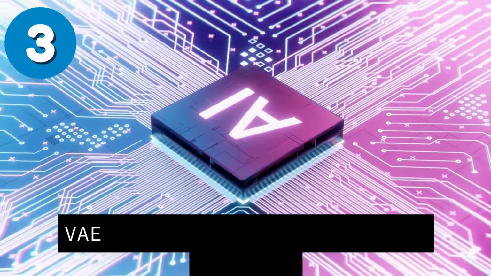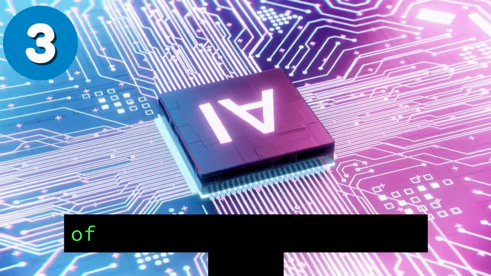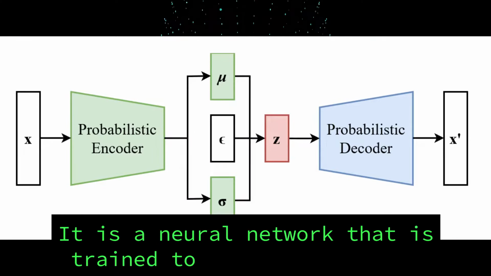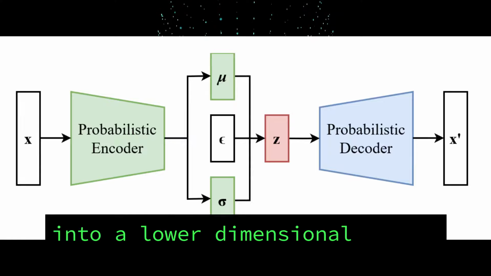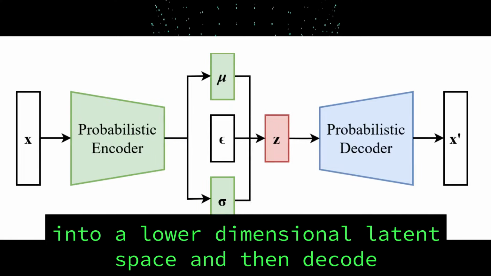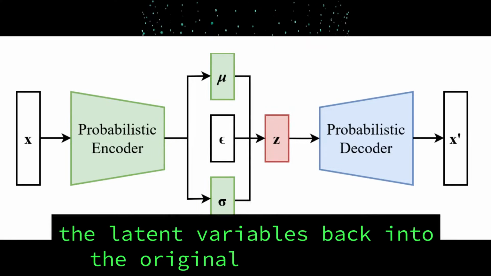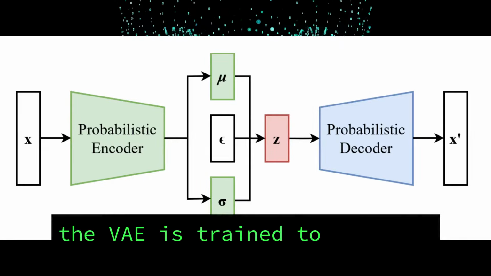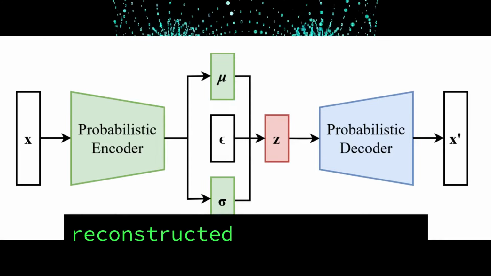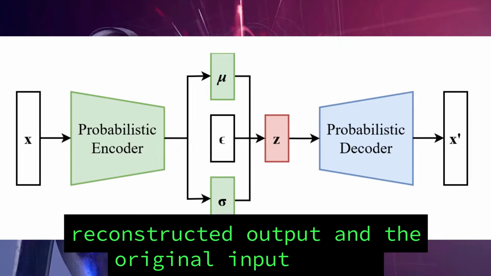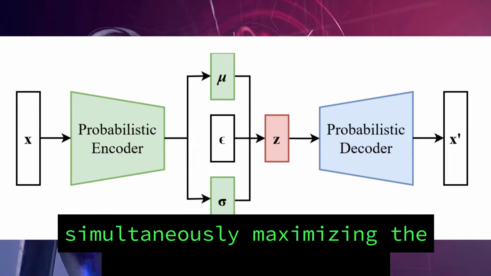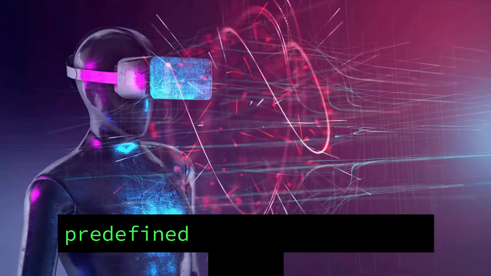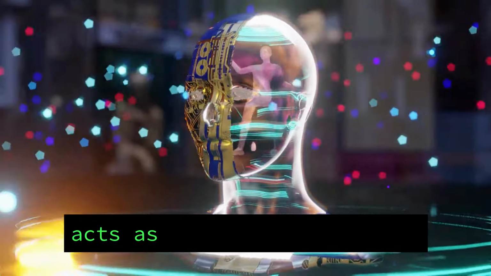Variational autoencoders are used for unsupervised learning of latent representations of data. It is a neural network that is trained to encode input data into a lower dimensional latent space and then decode the latent variables back into the original input space. During training, the VAE is trained to minimize the difference between the reconstructed output and the original input while simultaneously maximizing the similarity between the distribution of the learned latent variables and a predefined prior distribution, which acts as a regularization term.